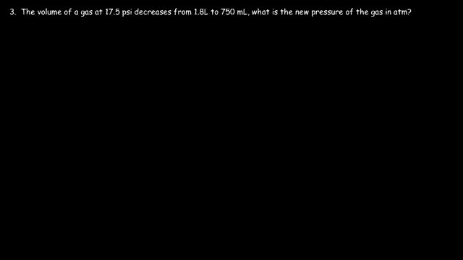Now let's work on this last question. The volume of a gas at 17.5 psi decreases from 1.8 liters to 750 milliliters. What is the new pressure of the gas in ATM? So right now P1 is 17.5 psi. It's in pounds per square inch. So when we get our answer for P2, it's going to be in the same unit. And then later we can convert it to ATM.